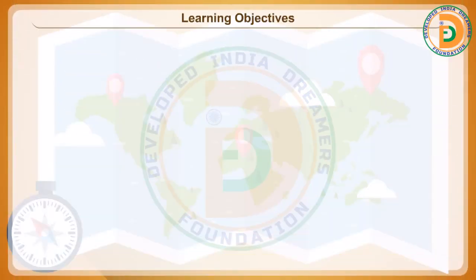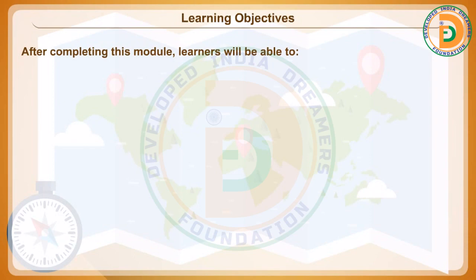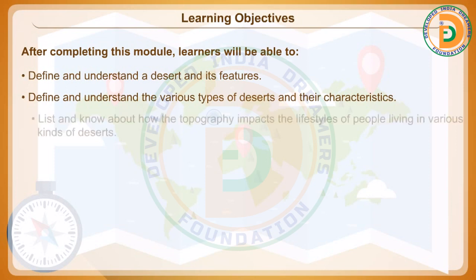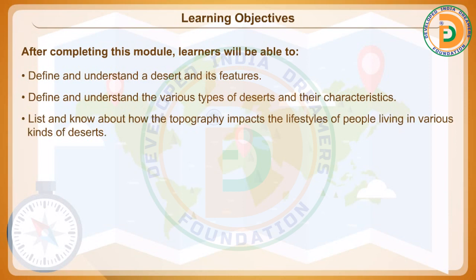Learning objectives. After completing this module, learners will be able to define and understand a desert and its features. Define and understand the various types of deserts and their characteristics. List and know about how the topography impacts the lifestyles of people living in various kinds of deserts.